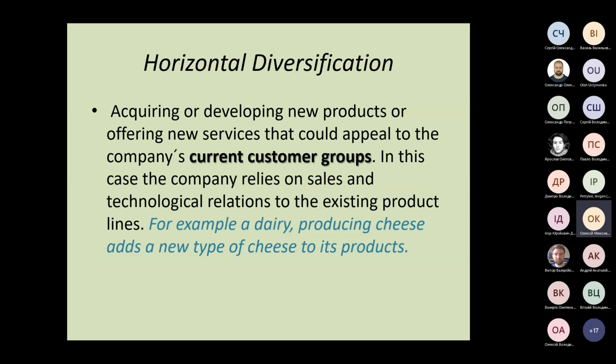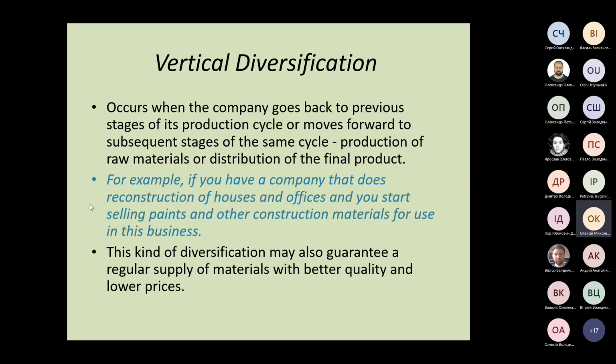Horizontal diversification means that we are supplying other products, but to the current customer group. In my example regarding the cars and fuel stations and cafe near the fuel station, we are satisfying the needs of the same group of customers. Vertical diversification is connected with the process of vertical integration. So when we are investing into the supplying business, we are using this type of diversification.